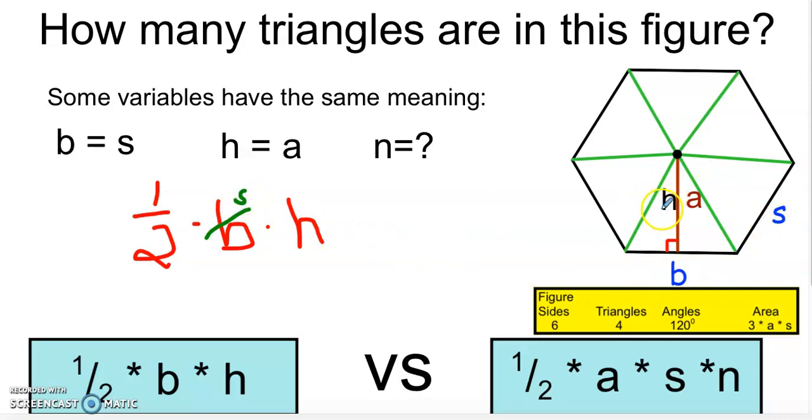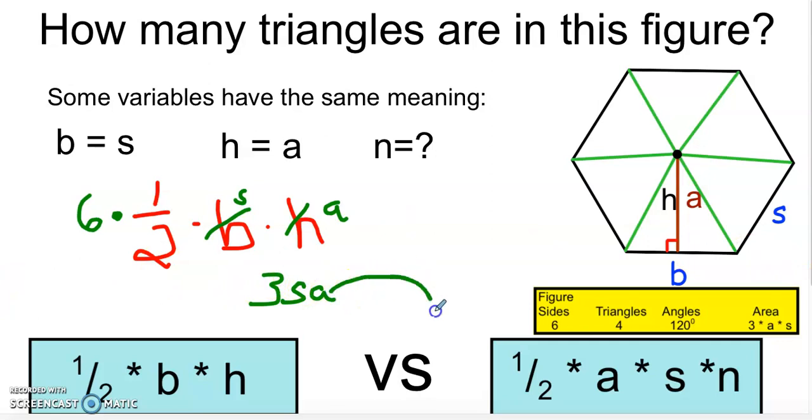And I'm going to change the height. The height and the apothem are the exact same variable. So then I'm left with, instead of finding the area of the triangle 1/2 base times height, I have 1/2 S times A. And then how many triangles are here? There's 6 triangles inside of this. So I'm going to add a 6, because there's 6 of them. So 1/2 times 6 is 3, and S is S, and A is A. So this formula for finding out the area of a regular hexagon follows through with 3SA.